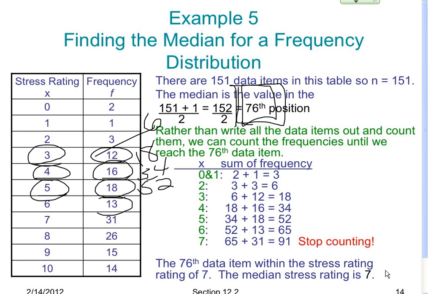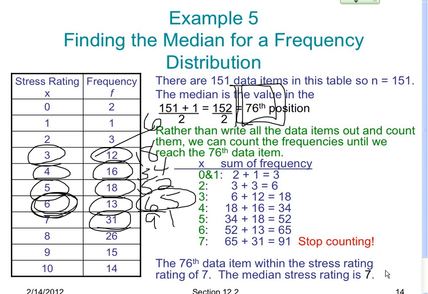I've got 13 more numbers. I've got my 65th number is going to be a 6. I've got 31 more numbers. So my 65th number is going to be a 6.